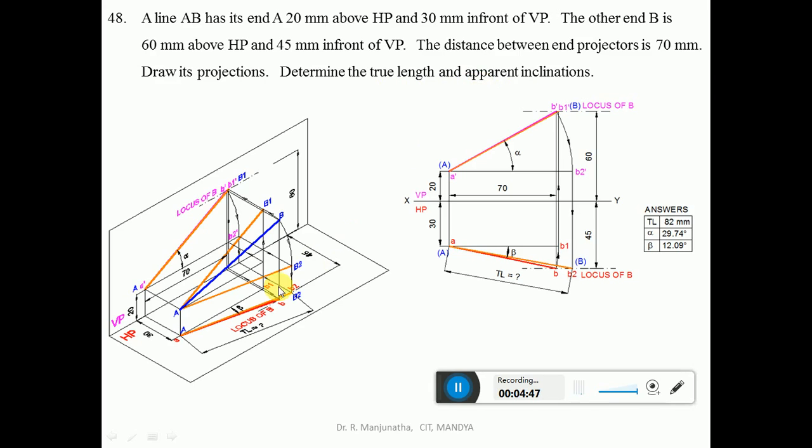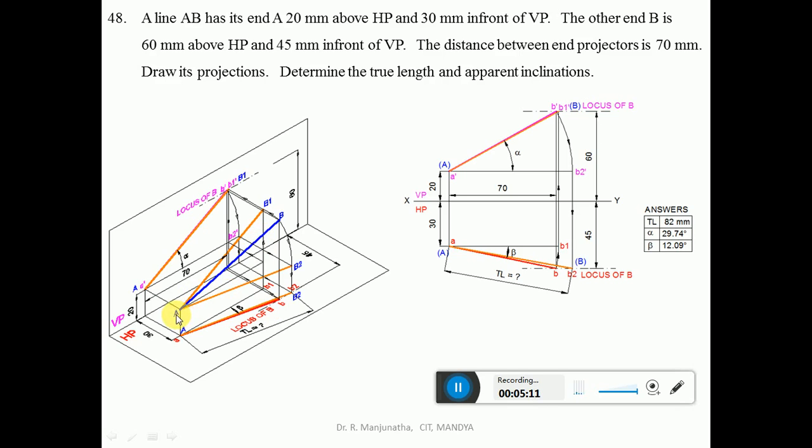Now first we are going to find the true length in the vertical plane. If you want to find the true length in the vertical plane, we need to make the line which is inclined to VP parallel to VP. Then only we can find the true length in the vertical plane.